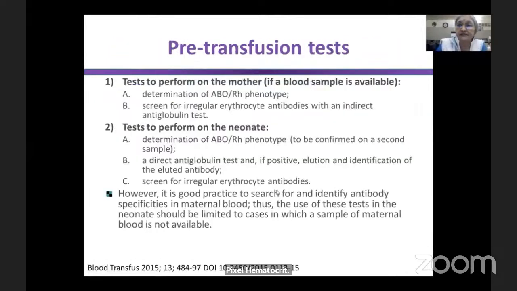Okay, pre-transfusion test in neonates, it is very important to test the mother sample as well as the neonatal sample.